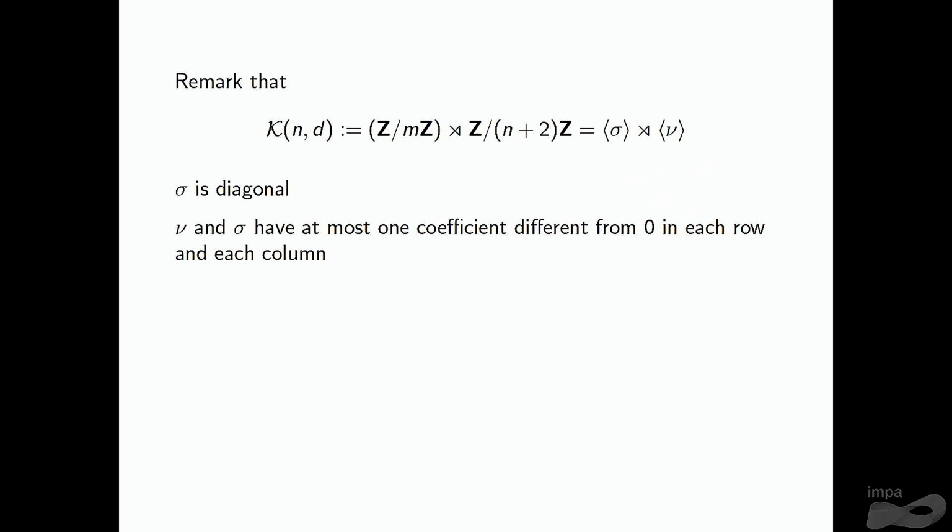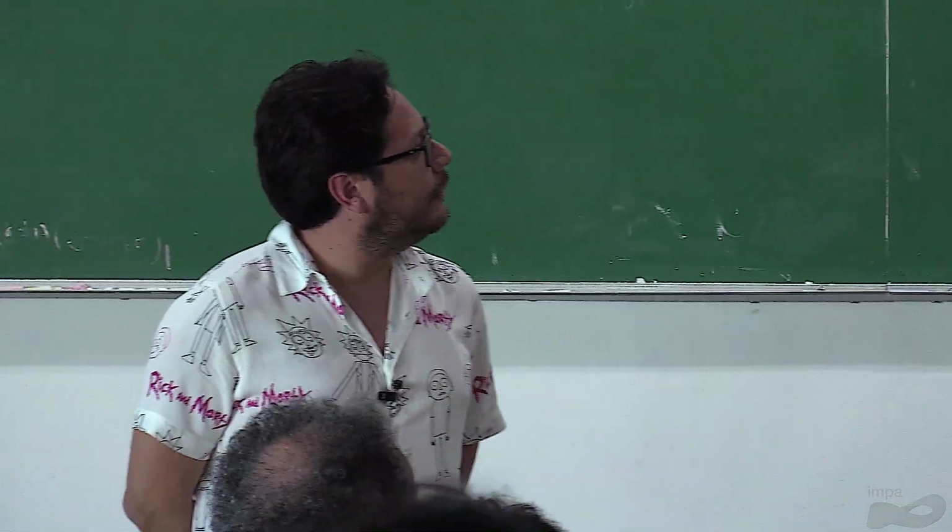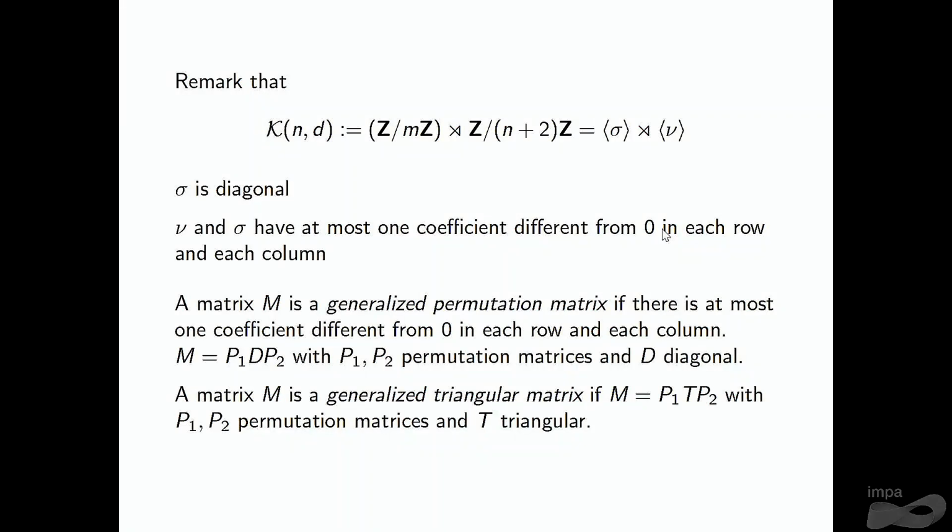So in all cases, the matrices giving these automorphisms have at most one coefficient that is different from 0 in each row and each column. One is just shifting with coefficients 1, and the other one is diagonal with some roots of unity on the diagonal. Based on this, we are going to call a matrix a generalized permutation matrix if there exists at most one coefficient different from 0 in each row and each column. And we're going to call a matrix a generalized triangular matrix if, okay, the thing before was the same as taking a diagonal matrix and multiplying by permutation matrices on both sides. So a generalized triangular matrix is the same, but you put in the middle a triangular matrix. These are going to appear in the results very soon.